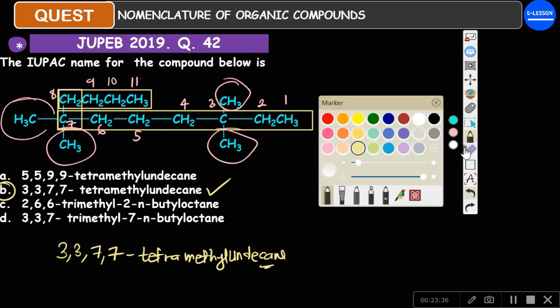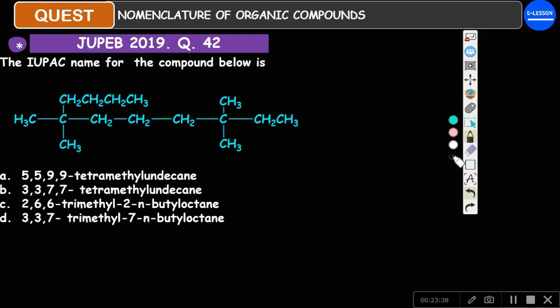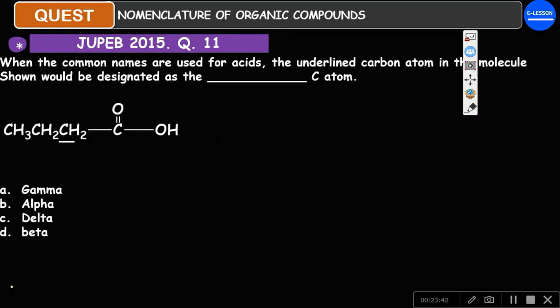Now let us look at the next question quickly. Next question says, when the common names are used for naming acid, the underlying carbon atom in the molecule shown would be designated A. Now, when the common names are used for the carboxylic acid, this group here is called the functional group, right?